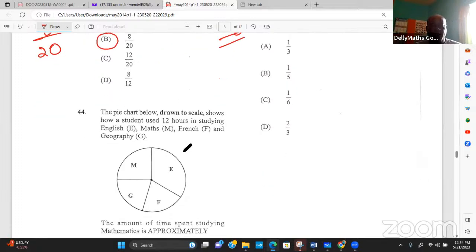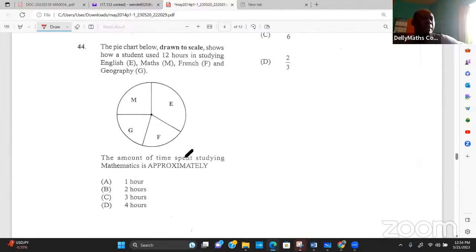Continue. 44. Item 44 says the pie chart below, drawn to scale, shows, watch what I said, the pie chart below, drawn to scale, not not drawn to scale, it says drawn to scale. So that means you probably can look at things now, and you can look and estimate based on the shape because it is drawn to scale. So it shows how a student used 12 hours in studying. We have English, math, French, and geography.